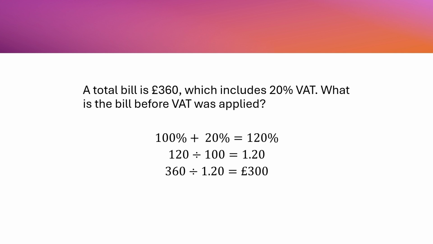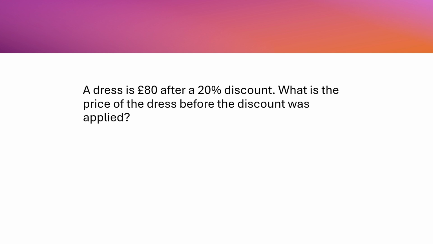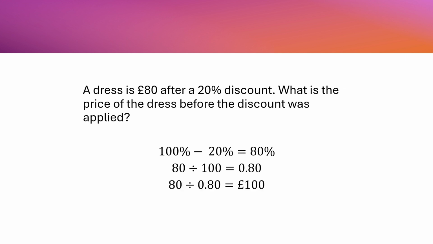And another. A dress is £80 after a 20% discount. What is the price of the dress before the discount was applied? Find the multiplier. Since the dress is discounted, subtract 20% from 100% to get 80%. Convert to decimal. 80 divided by 100 is equal to 0.80. Calculate the original price. 80 divided by 0.80 equals £100. So, the original price is £100.